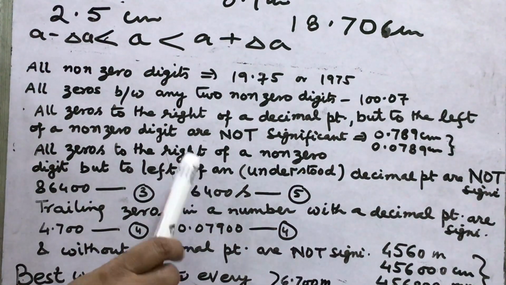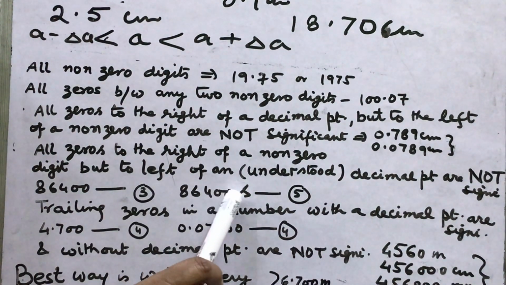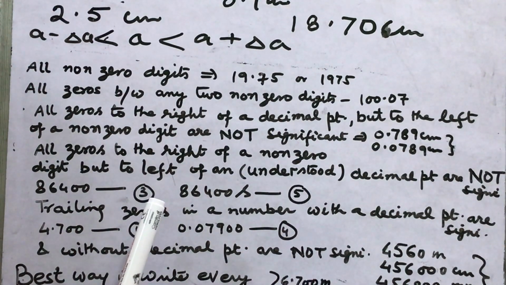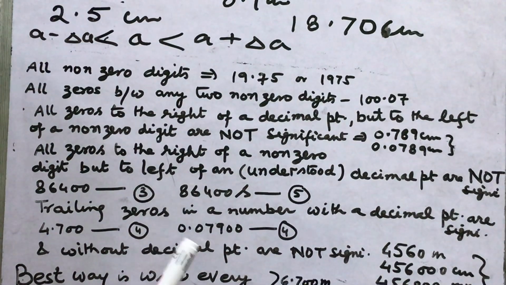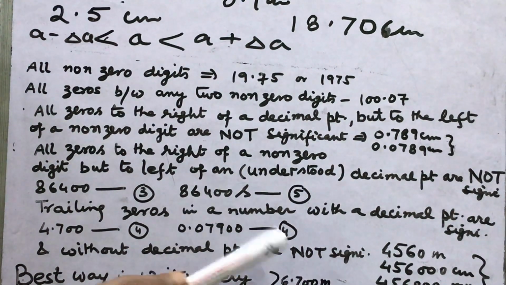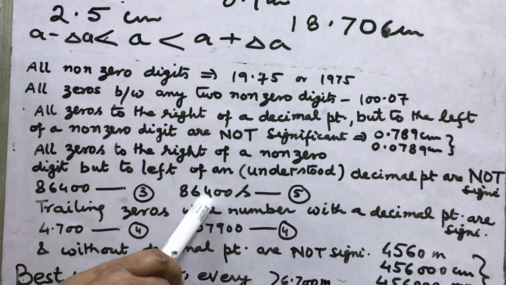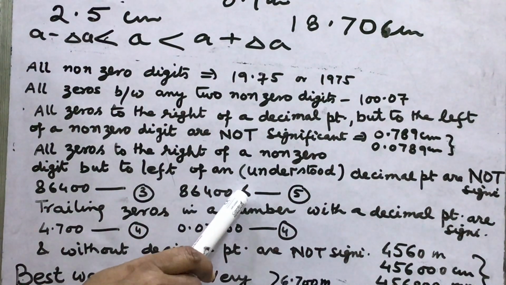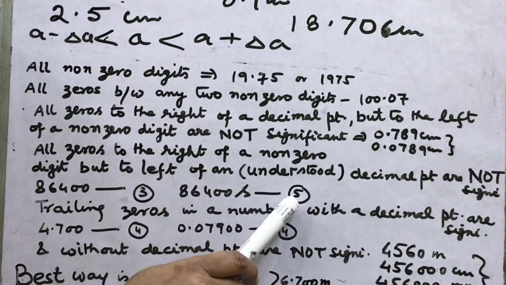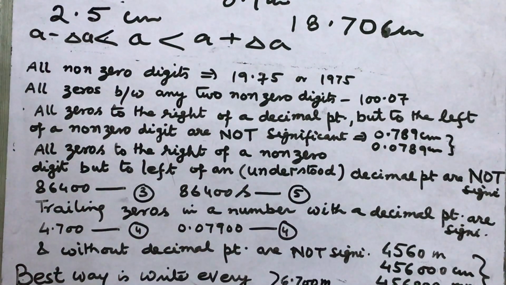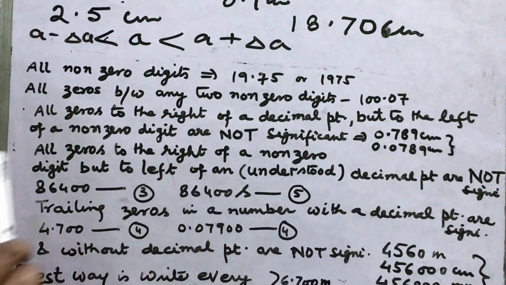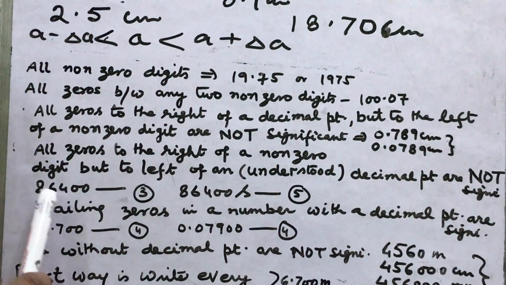But if it is written as 86400 second, automatically you will put a decimal here, or you can express it in powers of 10, which I will discuss. So now if you write 86400 second, how many significant figures are there? 5. All of 86400, and here only 3.